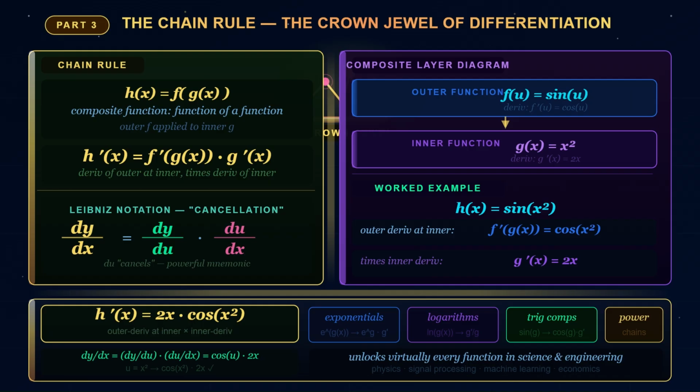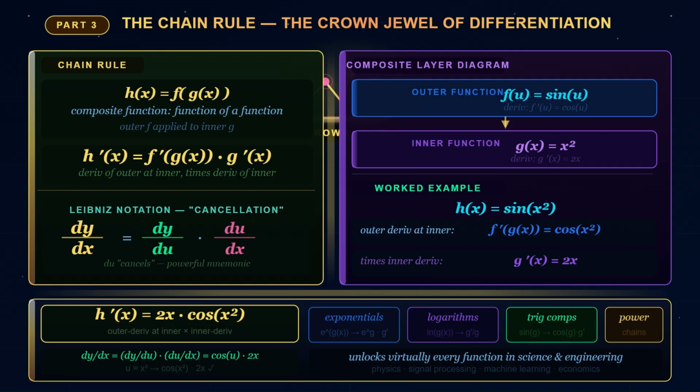In Leibniz notation, if y is a function of u and u is a function of x, then dy over dx equals dy over du times du over dx. This multiplicative structure is one reason Leibniz notation is so powerful. The derivative fractions appear to cancel like ordinary fractions, which gives strong intuition even when the formalism is subtle.